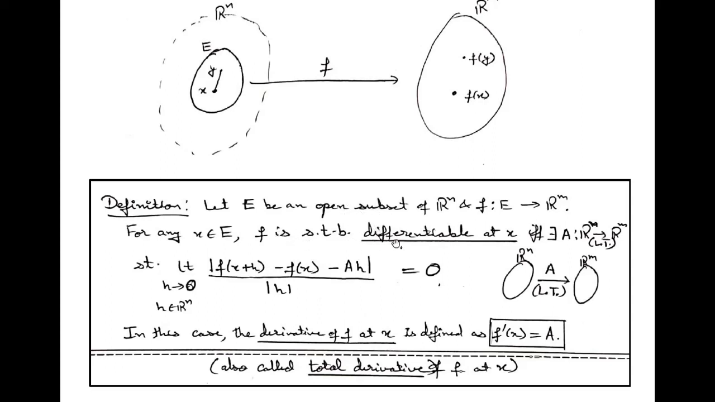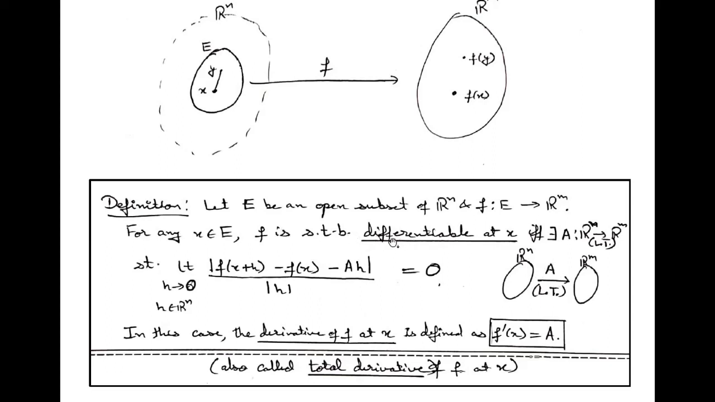And now let us exactly understand what it means for this function f to be differentiable at this point. We say that f is differentiable at this point x if and only if there exists a linear transformation A from Rn to Rm. It looks very vague, but please be with me. I'll make you understand how the definition goes.